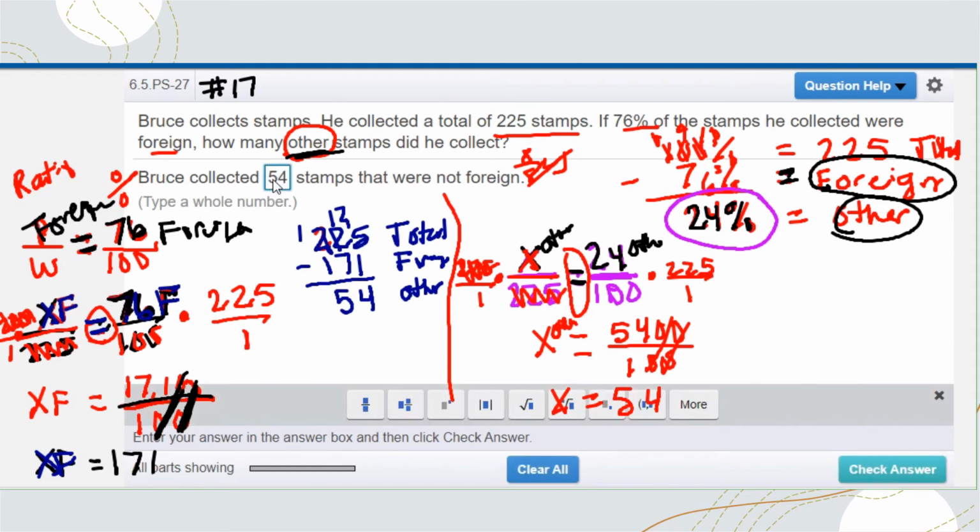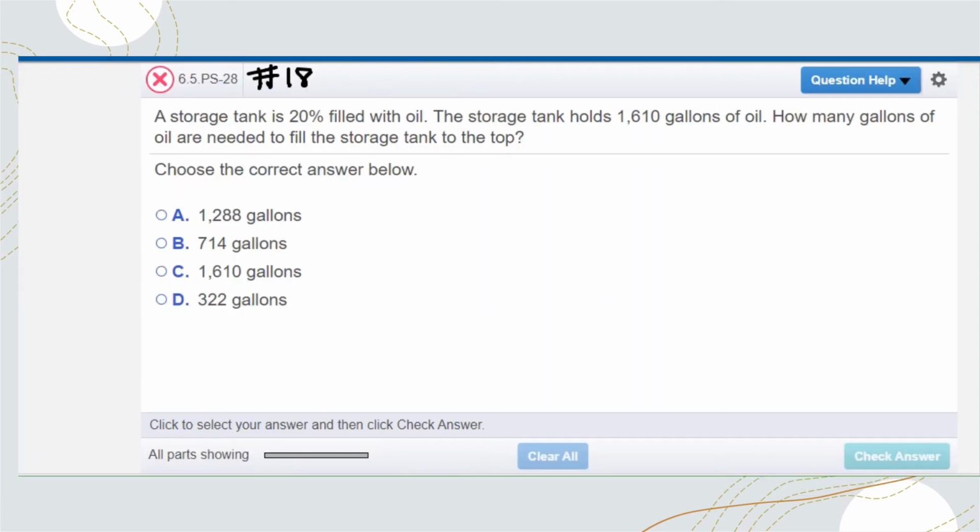So our answer is going to be 54. A storage tank is 20% filled with oil. The storage tank holds 1,610 gallons of oil. How many gallons of oil are needed to fill the storage tank?